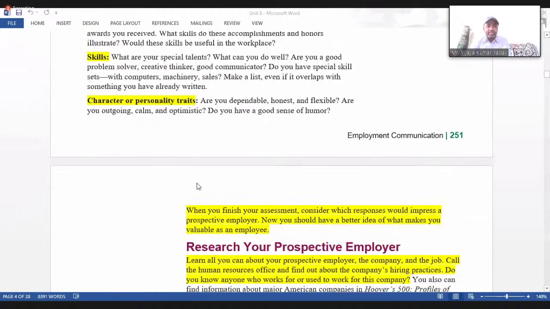Character or personality traits. So what kind of character you have? Good character, bad character. Okay, so are you dependable? Are you honest? Are you flexible? Are you outgoing? Outgoing means friendly. Are you friendly? Or are you very irritable? Calm and optimistic. So what kind of character or personality traits you have, that you can mention here.